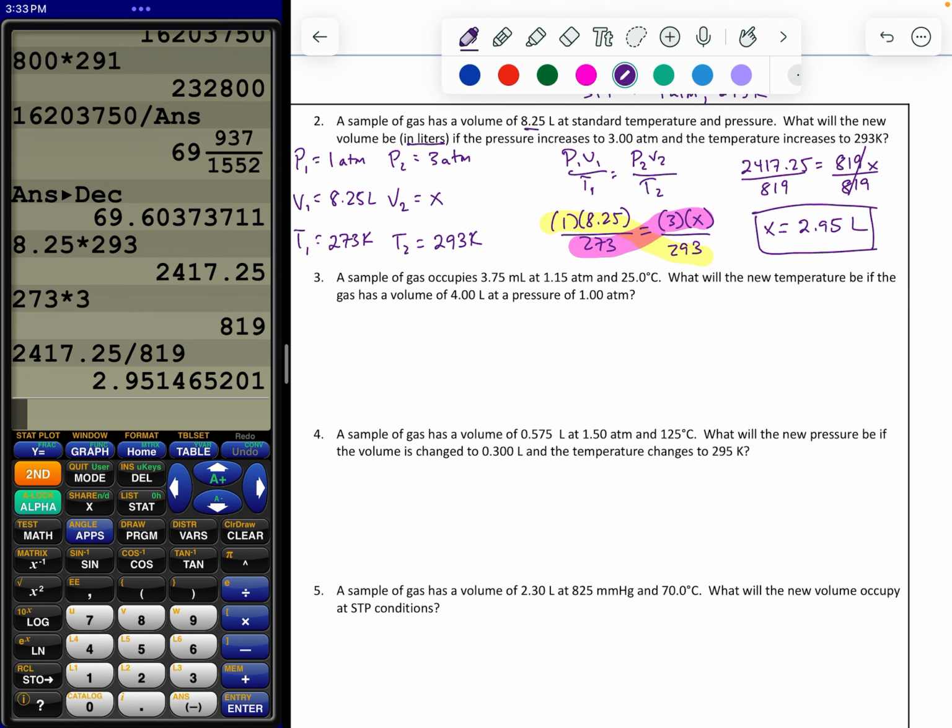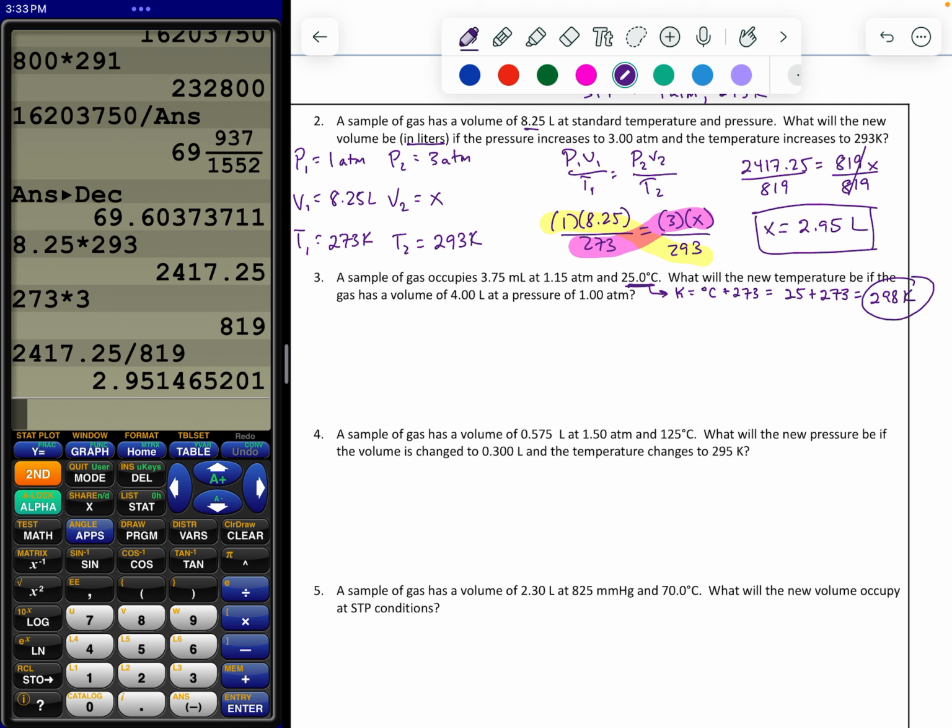But in terms of number 3 here, we notice that we're given a temperature initially of 25 degrees Celsius, and that should alarm you because we cannot use Celsius in this equation. Therefore, we need to convert our degrees Celsius into Kelvin. Remember, Kelvin equals whatever my degrees Celsius is plus 273. Therefore, 25 plus 273.